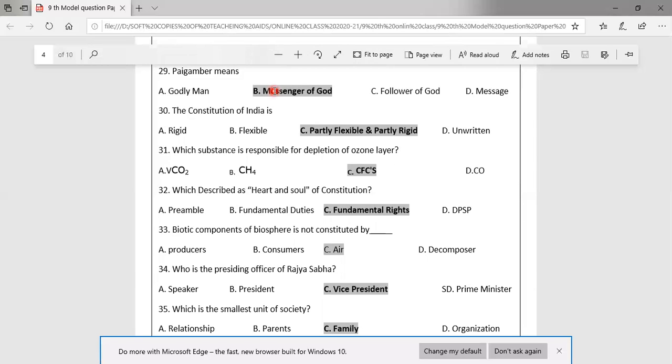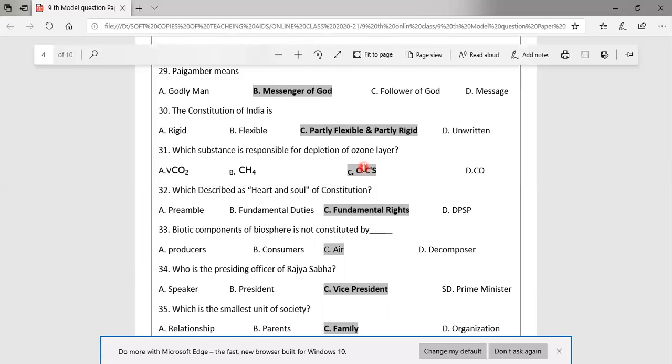31st question is, which substance is responsible for depletion of ozone layer? Option A, CO2. Option B, CH4. Option C, CFC. Option D, CO. Option C, CFC is the right answer, chlorofluorocarbon.